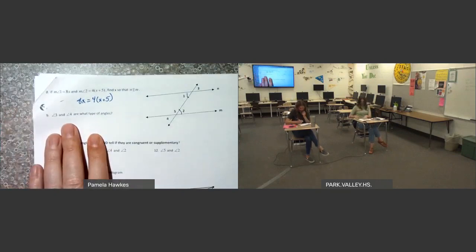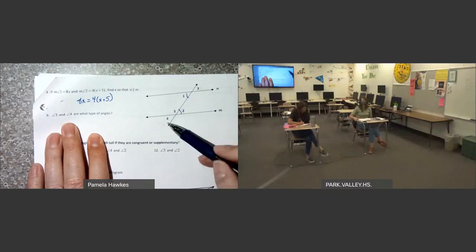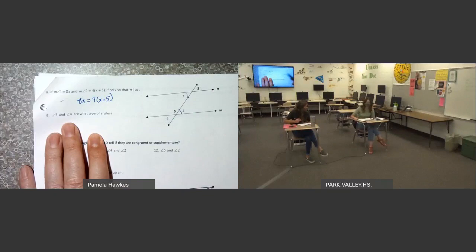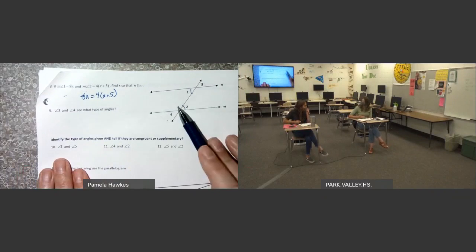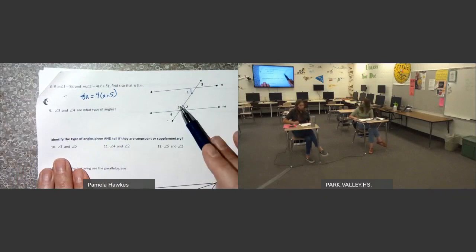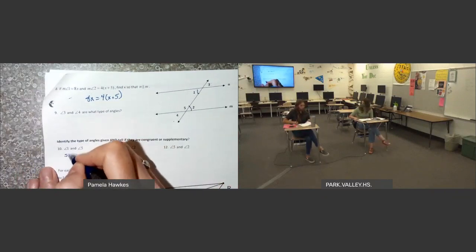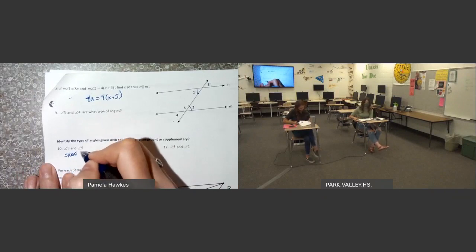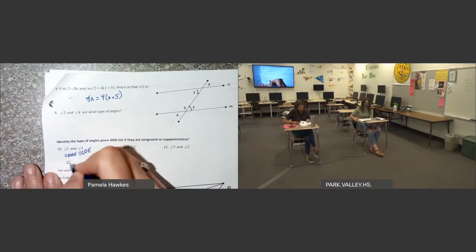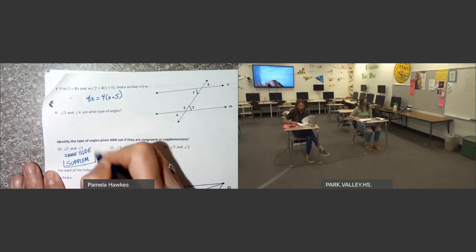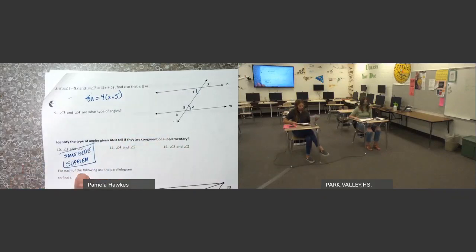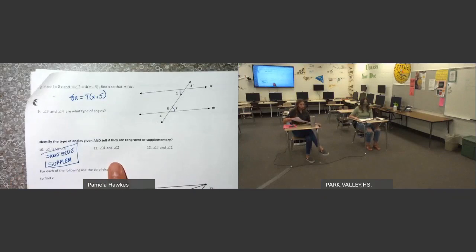Okay, what about 3 and 4? What kind of angles are 3 and 4? Alternate exterior. Is it important that I know that? Yes, it is. Okay, so here goes. 1 and 5. What are they? What kind of angles? Same side or consecutive. Good. And what do we know about them? Supplementary. Which means add up to what?